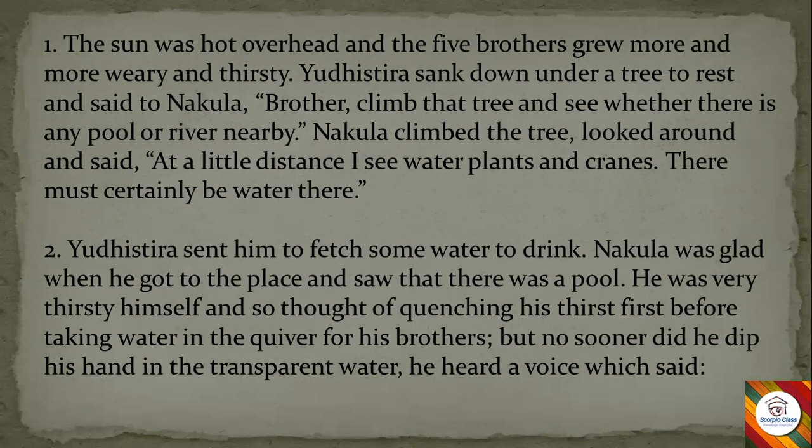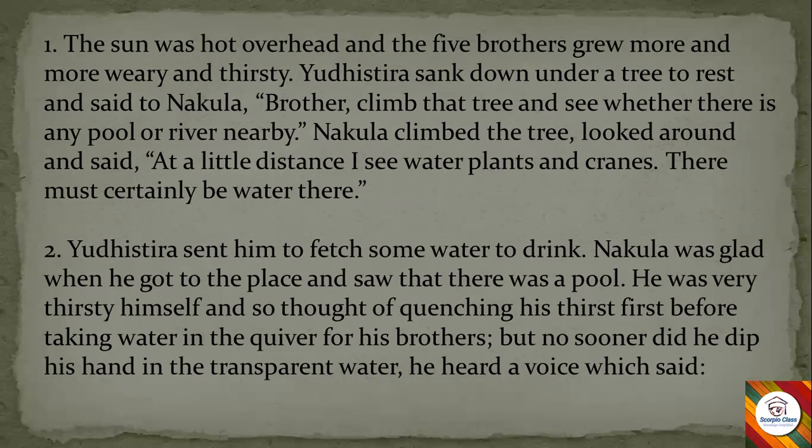So it was a hot sunny day, and the five Pandava brothers were in the jungle. They were going behind a deer, and they were very thirsty and tired. Yudhishthira sat down under a tree to rest, and he asked his brother Nakula to climb the tree and see whether there was any pool or river nearby so that they could quench their thirst. Nakula looked around from there and could see some water plants and cranes. Cranes are white birds which live near water bodies. So he said, "Certainly there must be some water, so let's go there and find some."